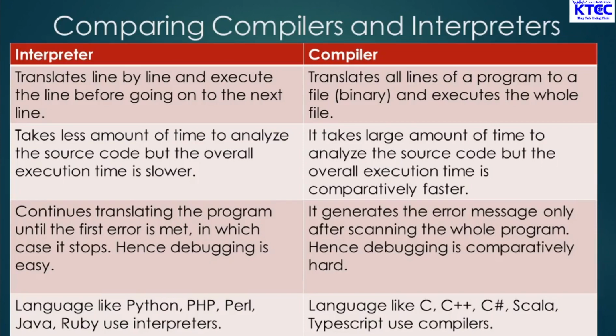The interpreter translates the code line by line and executes the line before going to the next line. What the interpreter does is translate the source code line by line. It will go to the first line, translate it. After that, it will come to the second line, translate it. After that, it will come to the third line, translate it until it gets to the last line. But how does the compiler do it? The compiler translates all the lines of code in the program to a file, that's the binary, and executes the whole file. So the compiler takes the whole source code and translates it completely into object code before handing it over to the machine.